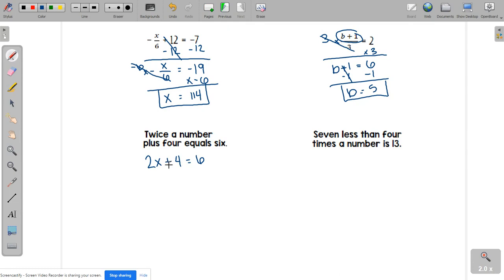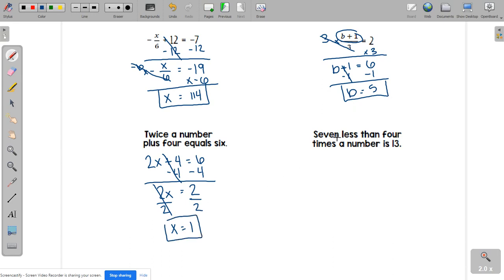Our loose number is 4. We have to get rid of it by subtracting 4 from both sides. We bring down our 2x equals 6 minus 4, which is 2. Now we have 2x, which is multiplication. We're going to do the opposite and divide both sides by 2. So x equals 1.